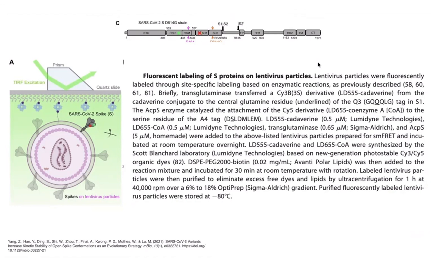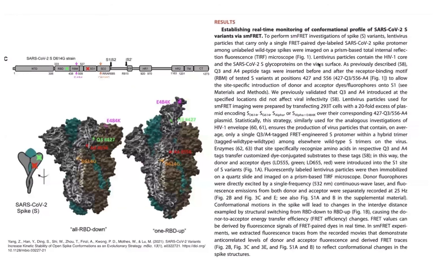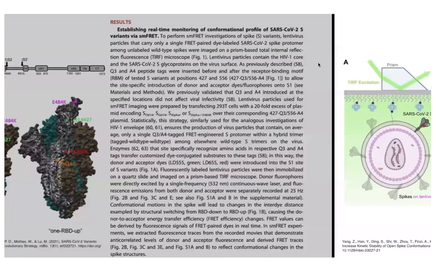As to how they actually did that labeling, it's pretty cool. They put these really, really short little sequences inside of the protein sequence. Putting them at the end wouldn't work for them because the labels would be way too far apart. You wouldn't be able to see if you had FRET or not.